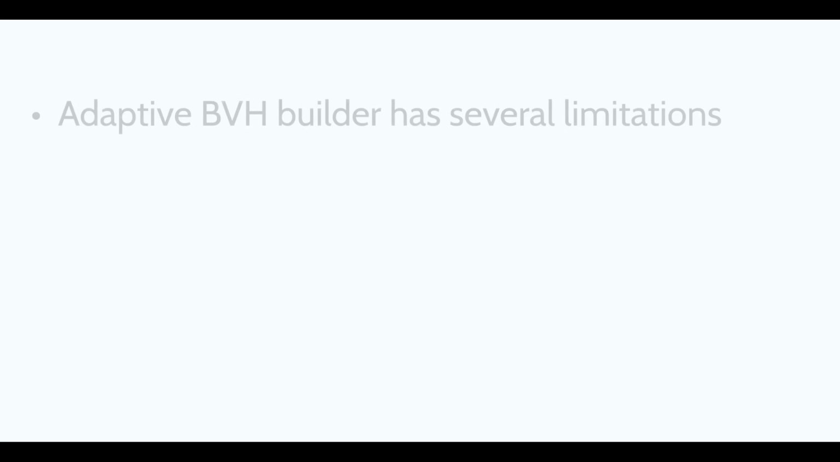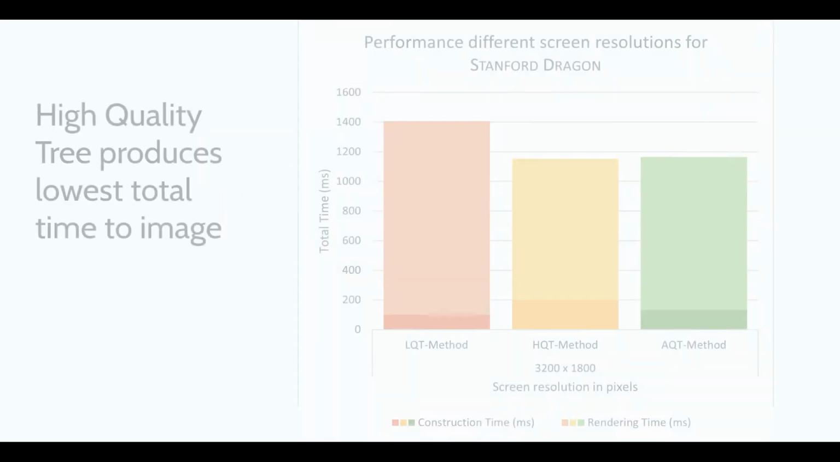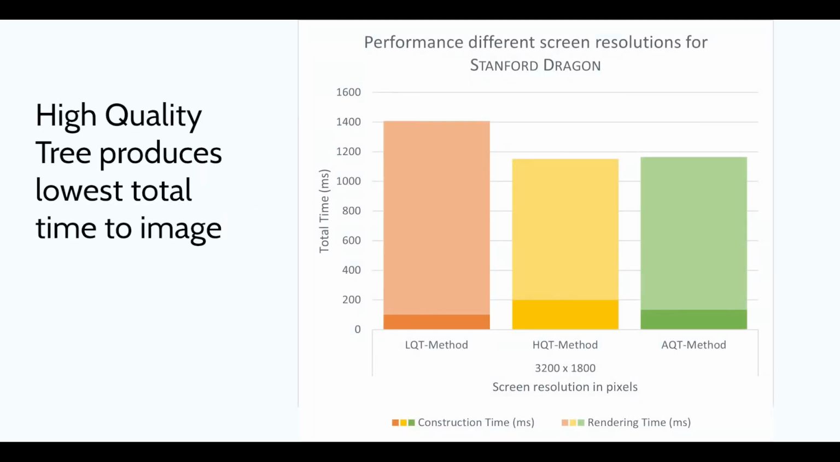The adaptive BVH builder is not perfect, however. For starters, it requires an initial balance between the construction time of the BVH and the rendering time. If the rendering time is too large in comparison to the construction time, for example when the screen resolution is large, then it will be hard for the adaptive builder to outperform the overall high-quality tree because it could never render as fast as the high-quality tree.